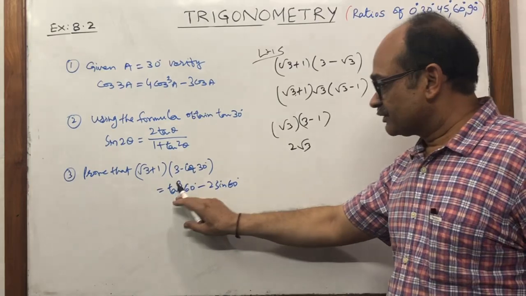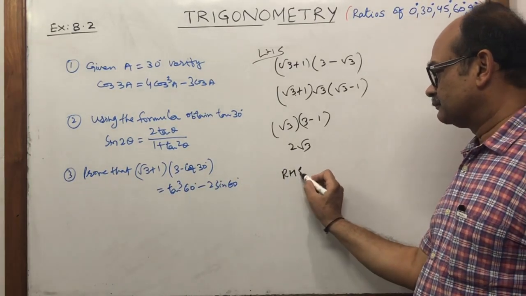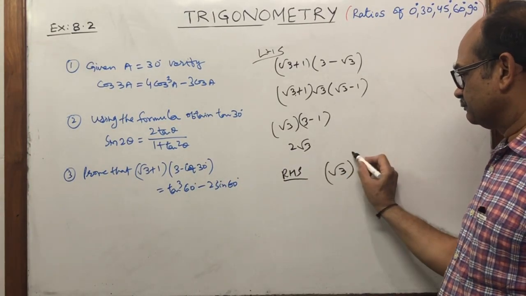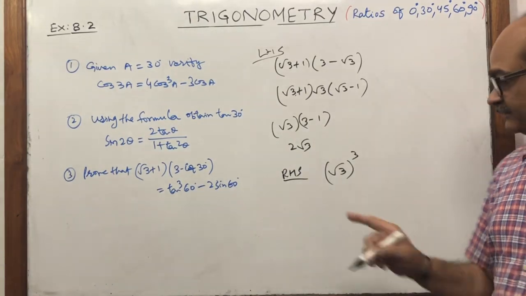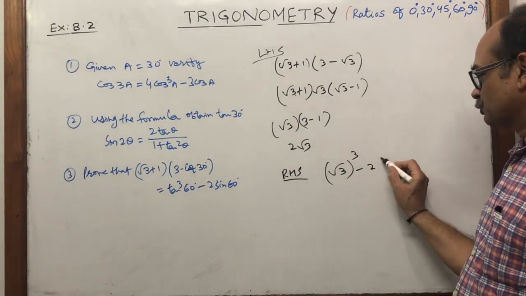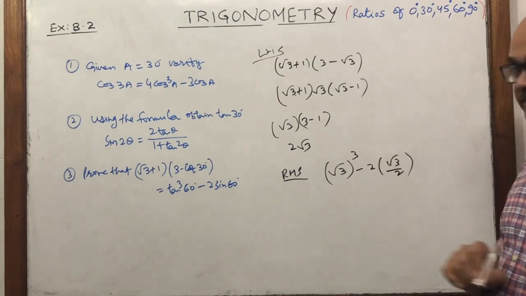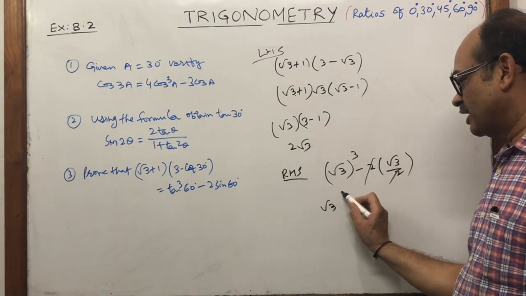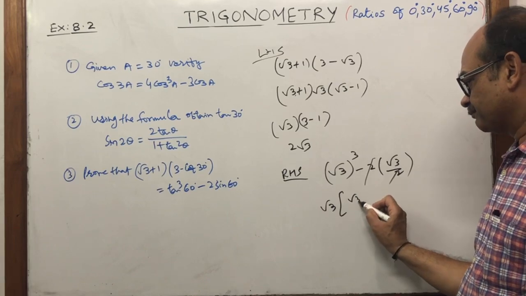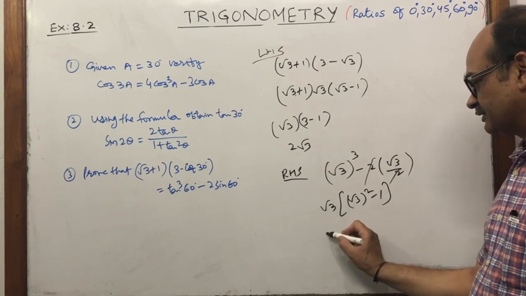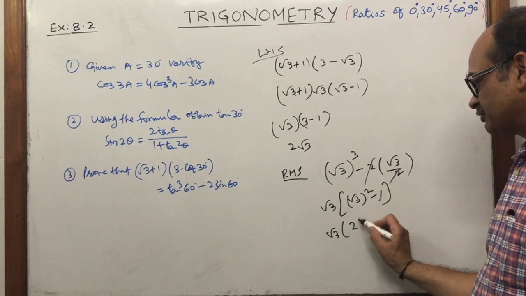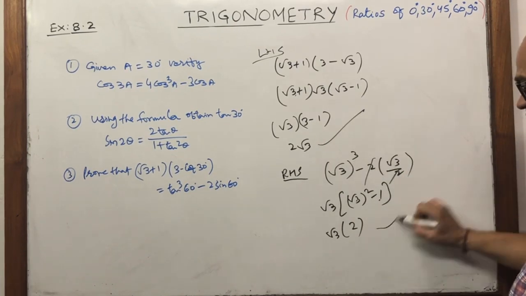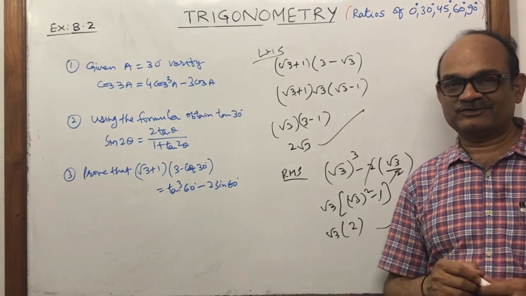Now right hand side, tan cube of tan 60 degree, that means root 3 cube, minus 2 sin 60, that is root 3 by 2. 2 and 2 cancel out. Root 3 cube means root 3 out, root 3 square minus 1, that is root 3 into 3 minus 1, 2. It is 2 root 3. Hence LHS equals RHS.